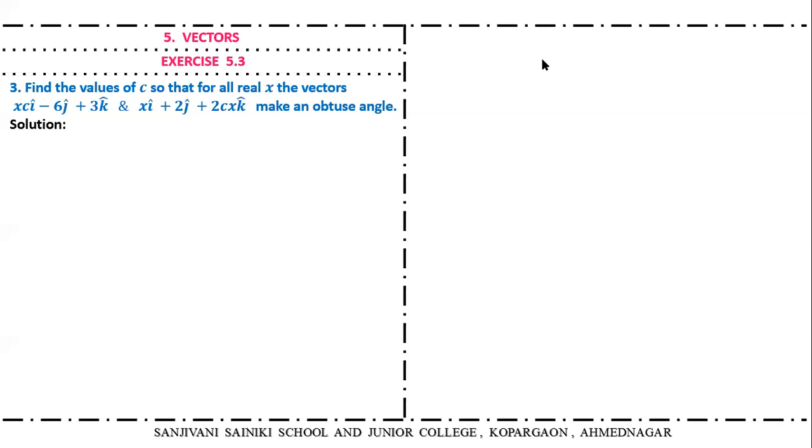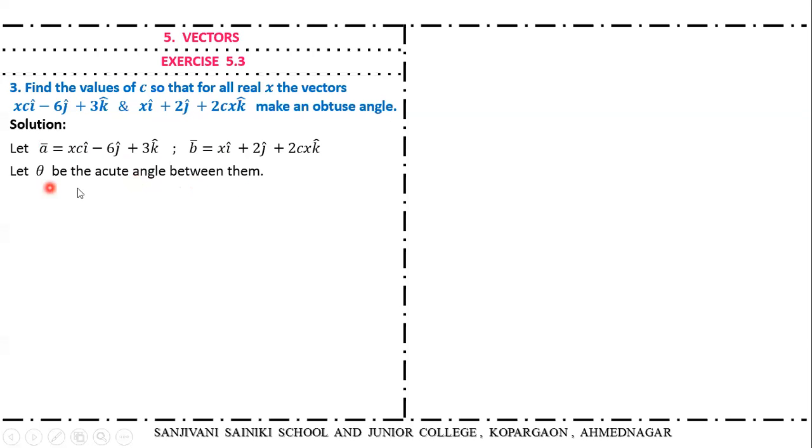The third example: find the values of c so that for all real values x, the vectors cx i minus 6j plus 3k and x i plus 2j plus 2cx k make an obtuse angle. Let us give names first. A bar is the first vector and B bar is the second vector.